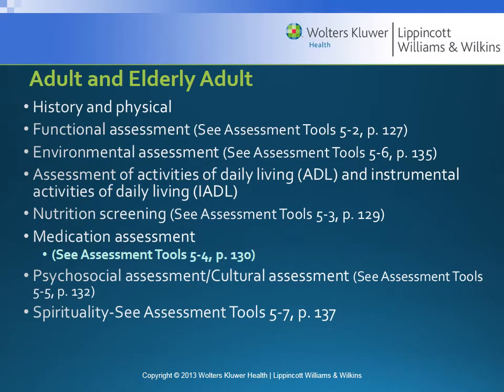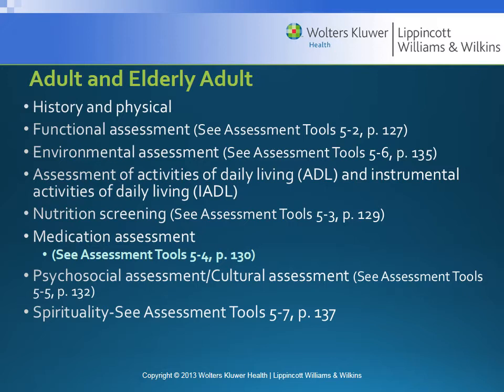When assessing the adult or an elderly adult, the nurse would take a history and perform a physical. The nurse would also perform a functional assessment. The assessment tool, or an example, is on page 127, 5-2. Items that are assessed with a functional assessment include the environment, neurologic status, cognitive and emotional status, as well as integumentary status. These things can influence the client's functional ability.